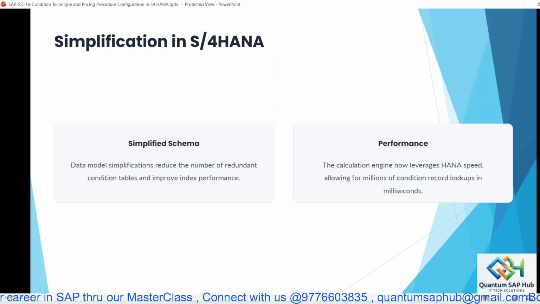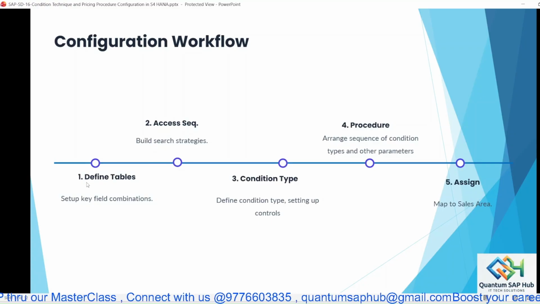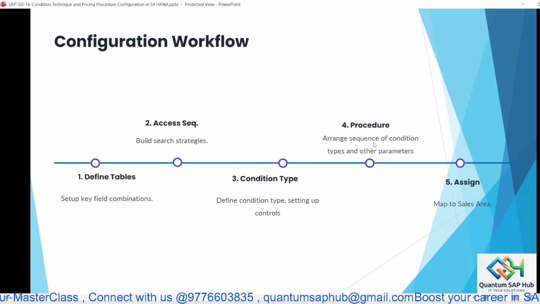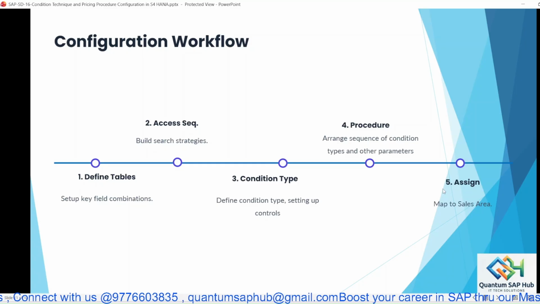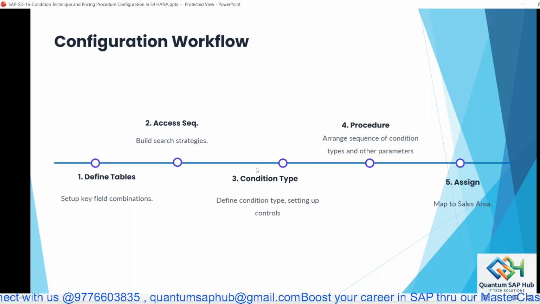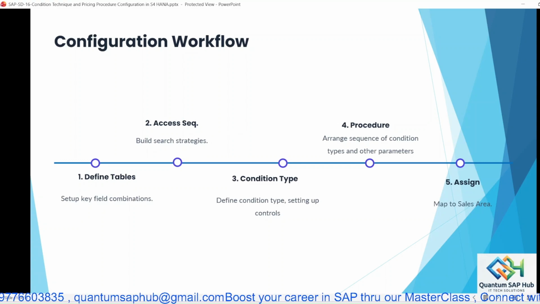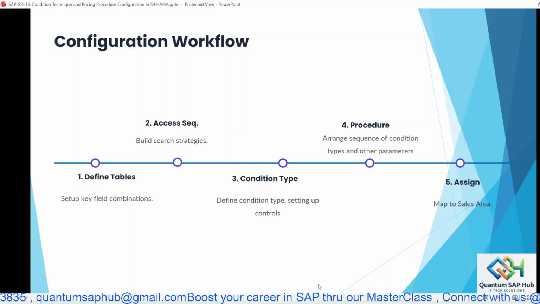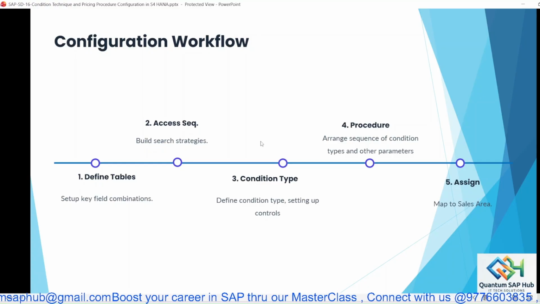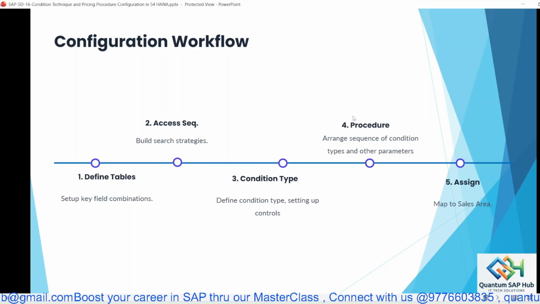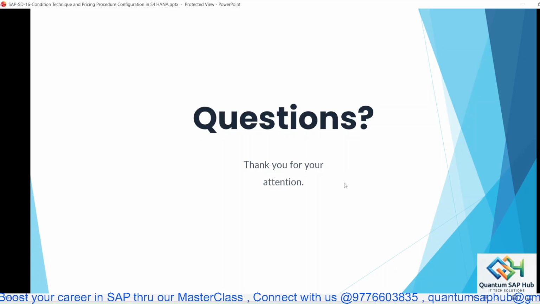Okay, so this is S4 HANA. Configuration workflow. So we are defining tables, then access sequence, then the condition type, then the procedure, and then assigning it to sales area. The key code is OBKK, here V/08. So we create the table in V/03, access sequence V/07, condition type V/06, and procedure is V/08. Here OBKK. Okay, this is all about the concept and the pricing procedure.